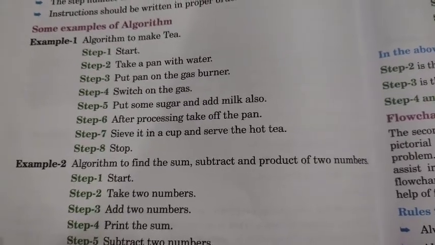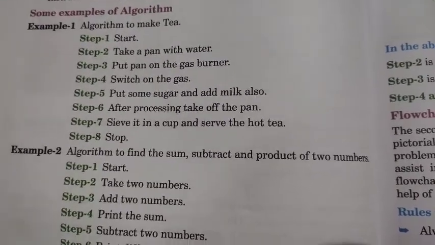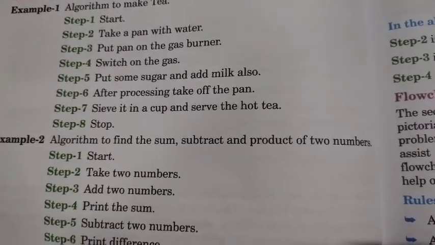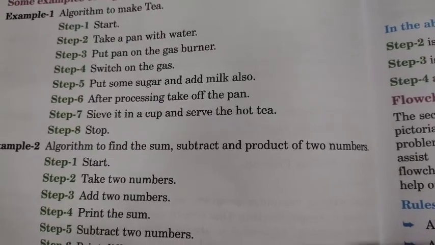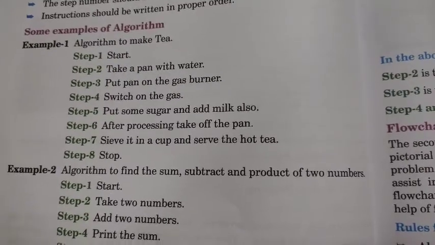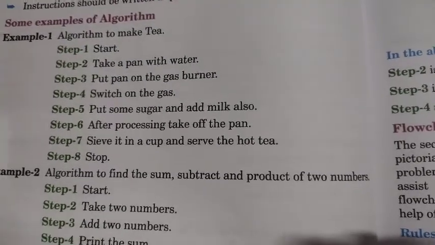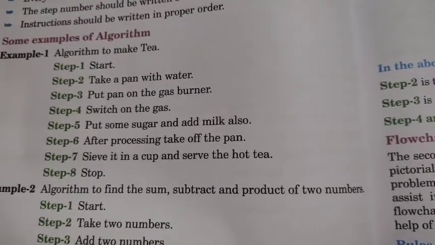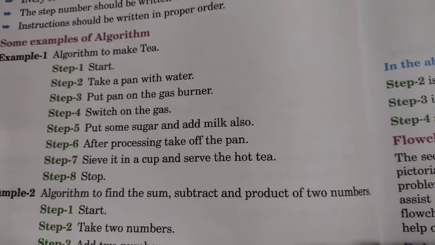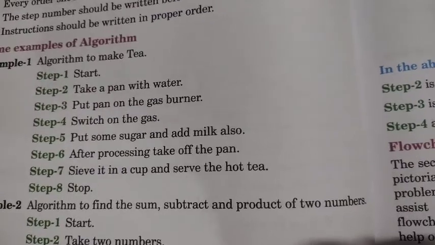Now let's see example number 2. Algorithm to find the sum, subtract and product of two numbers. Step number 1, start. One thing you must keep in mind: in an algorithm, what will be the first step and the last step? In any algorithm, step 1 must be start. In the algorithm to make tea, how many steps are there? There are 8 steps. The first step is start, and the last step, that is 8, is stop. These two things you must follow.